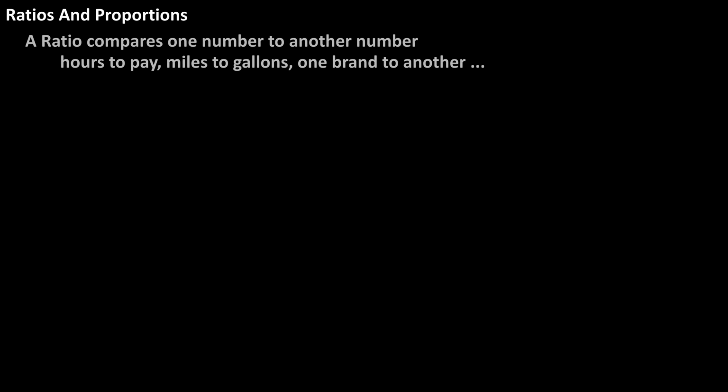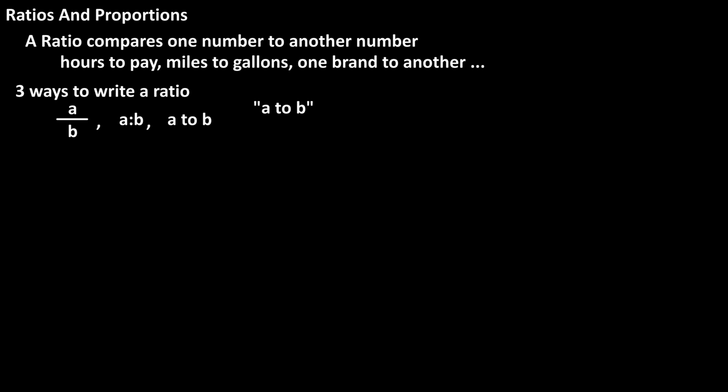A ratio is a comparison of two quantities. It compares one number to another number, such as hours to pay, miles to gallons, and even one brand of shampoo to another brand of shampoo. It is typically written as a fraction, such as A over B, but can be written as A colon B or A to B, and all of these are pronounced the same, A to B.